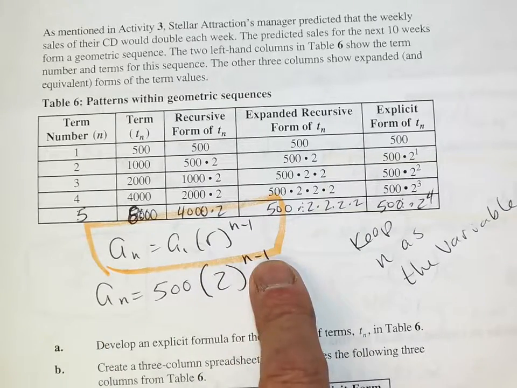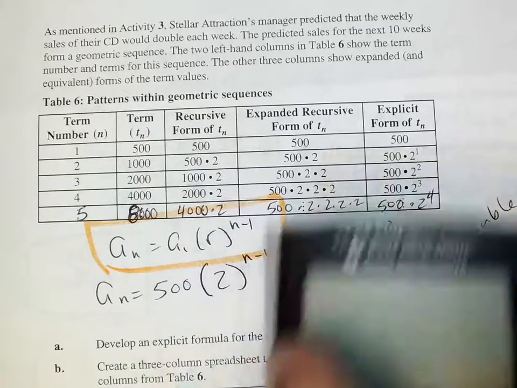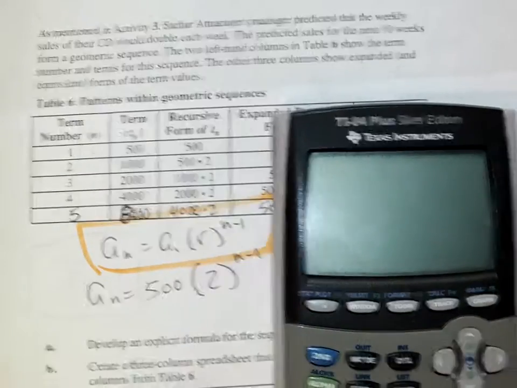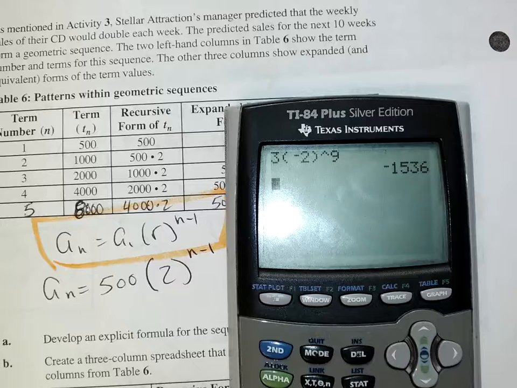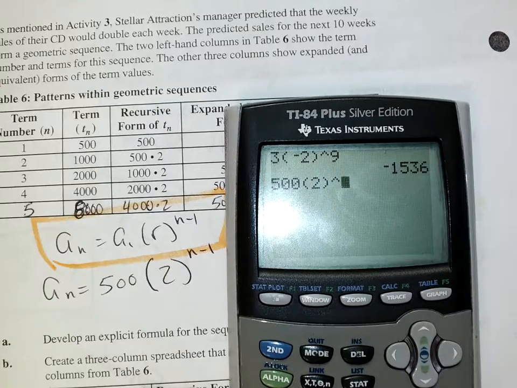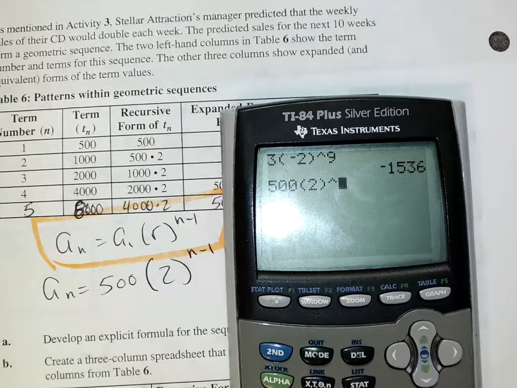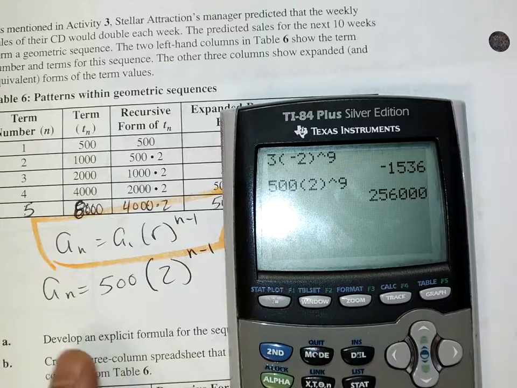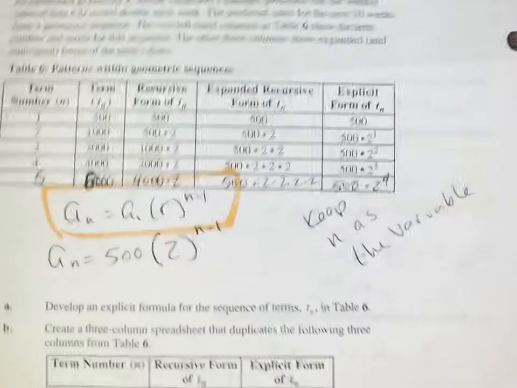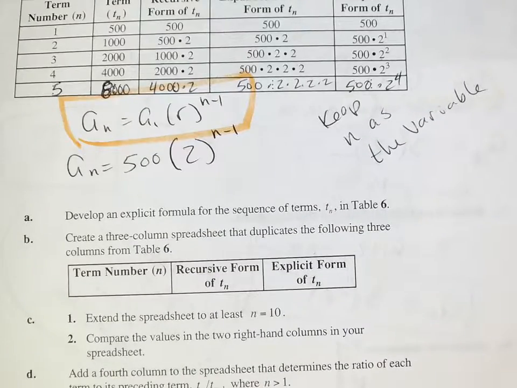10 minus 1 would be the 9th. So then our calculator will go 500 times 2 to the power of 9. 10 minus 1 is 9, right? You're finding the 9th power and you're showing the 10th term. Okay, now let me answer that question in a second, okay? Now, nobody asked me this question, but why is it n minus 1?